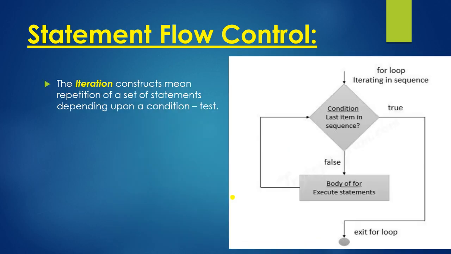Next is your iteration construct. It means repetition of a set of statements depending upon a condition test. Here is a diagram of a loop, a for loop iterating in the sequence. Here you have the condition. If the condition is true, then the body of the loop runs, and then it checks the condition again and runs the loop again. So iteration means the statements repeat again and again till the condition is true. If the condition is false, it will just come out of the loop.